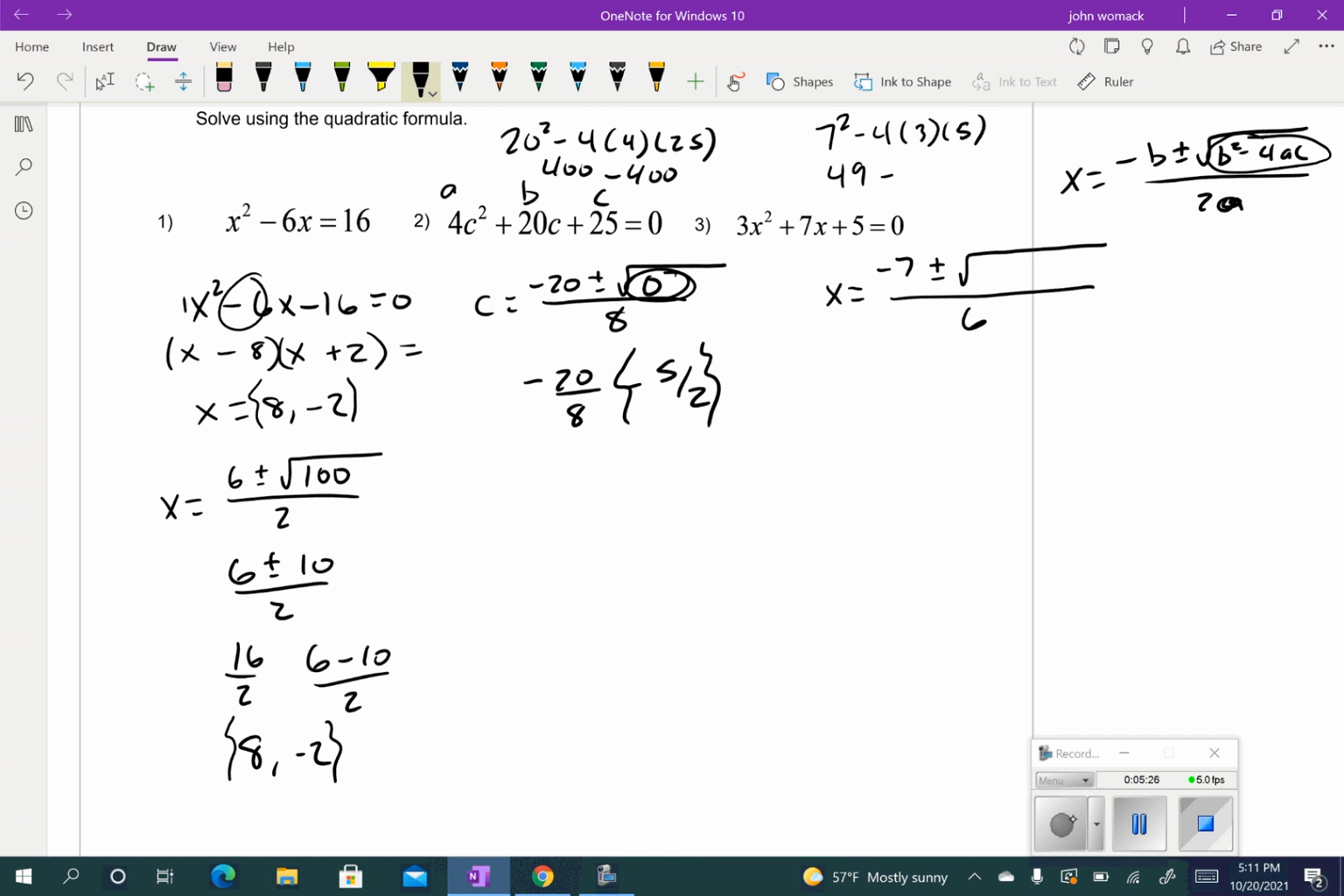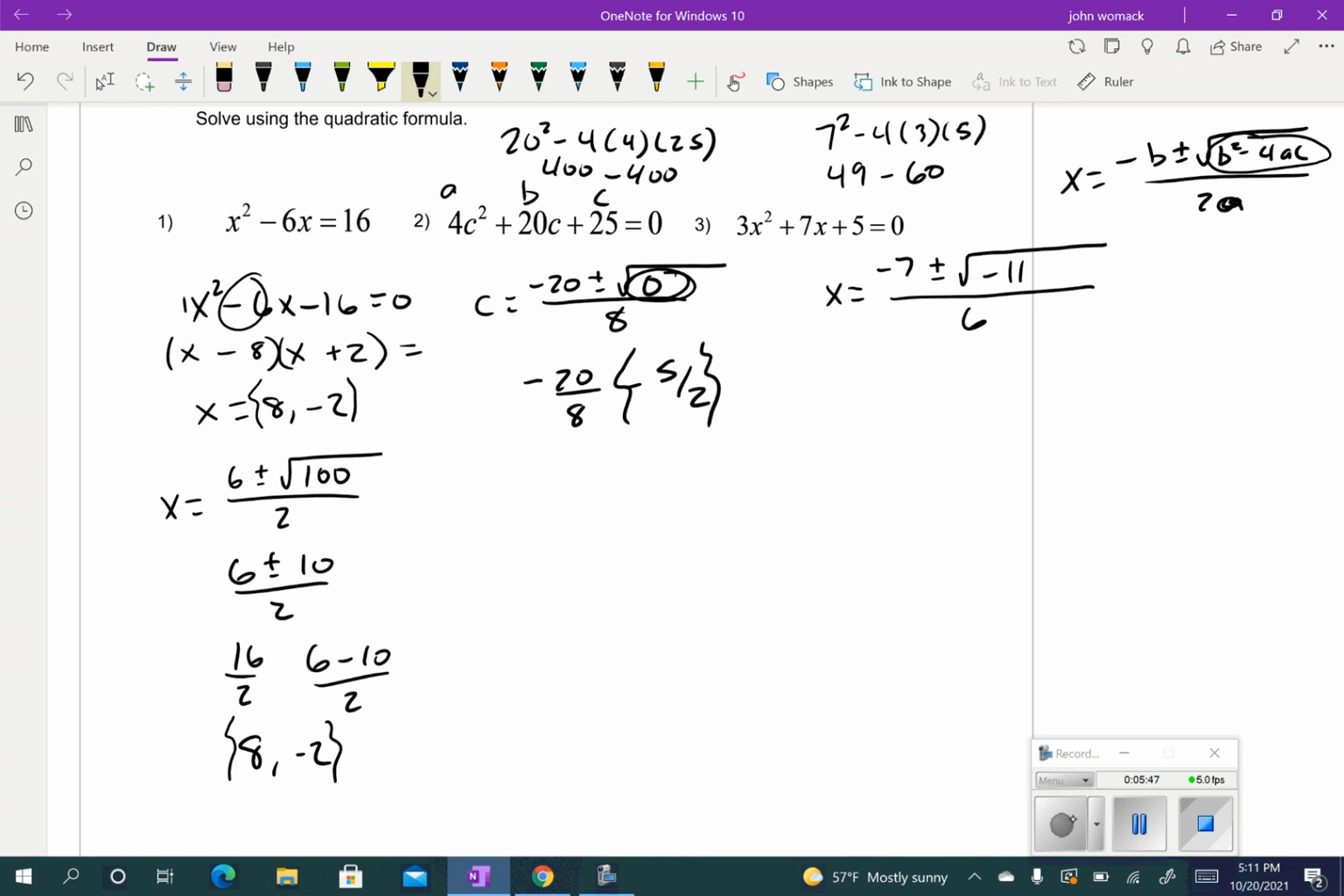4 times 3 is 12, times 5 is 60. 49 minus 60 is a negative 11. All right, so in the past, we would just stop right there and say, hey, no real solution. And that is true. This is not a real number solution because the square root of negative 11 does not equal a real number. But it does equal an imaginary number.